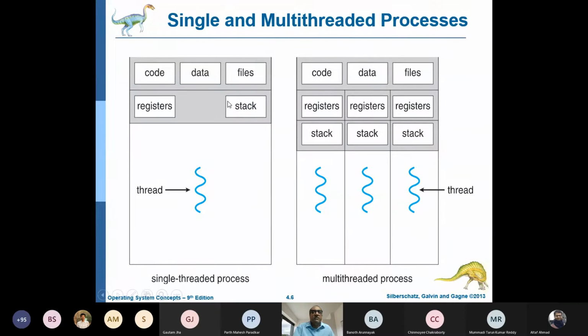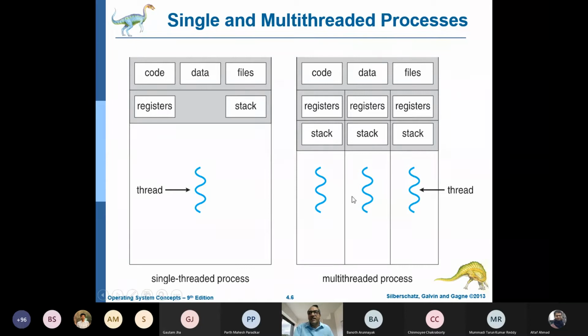So this is a process with a single thread of control, which we saw in the third chapter when discussing a process. Whereas in the multi-threaded process illustrated here, the process contains three execution sequences, three threads, and all three threads share the same code segment, data segment, and the operating system files that the operating system provides to a process.